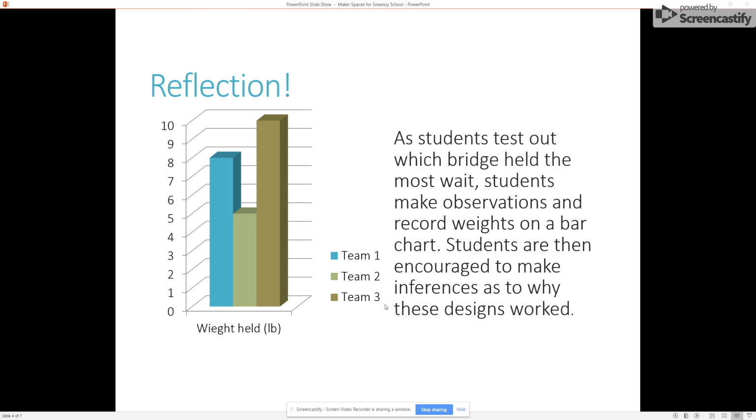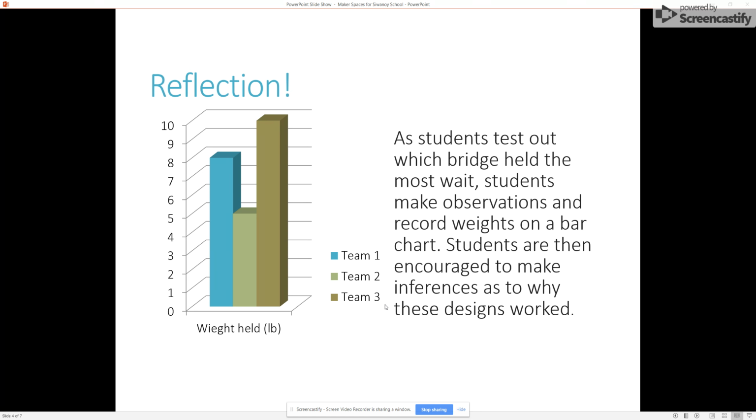Once students finish this, what I would see them doing is writing down their observations and recording the weights. So here I have it on a bar chart for each group and what they did. Students are then asked to write down their observations. Where did they break? Why do you think they broke? Which design worked best? Why do you think it worked best? And through this reflection, we might start the process over again.